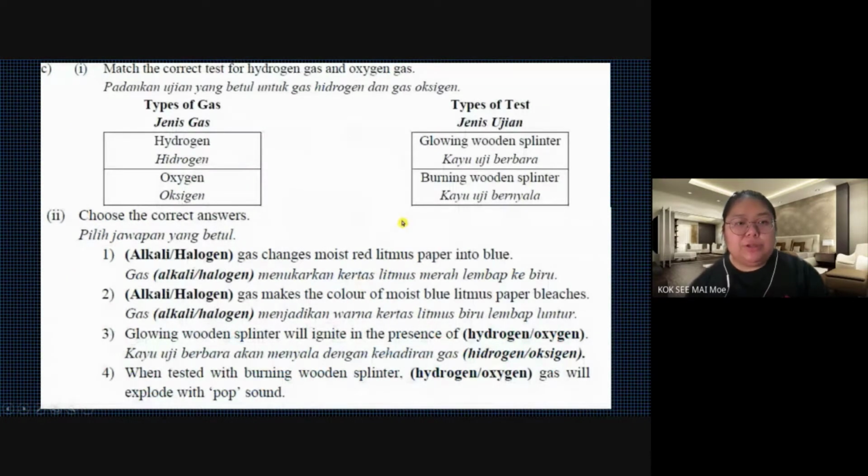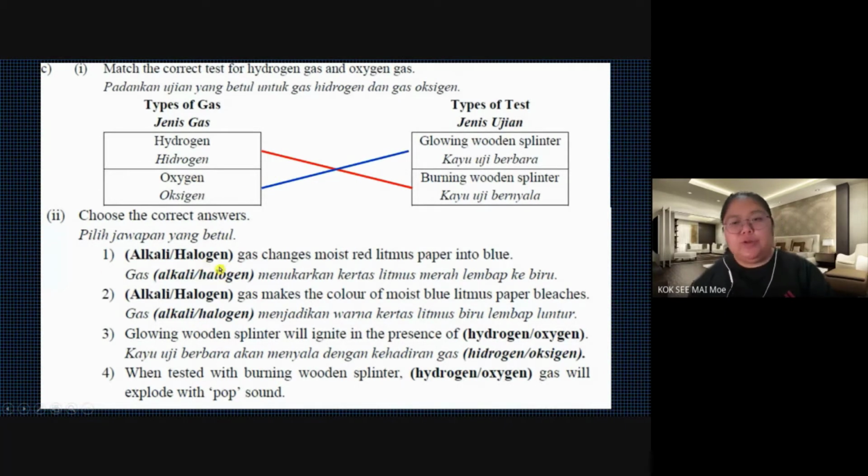Okay, then we match the correct hydrogen gas and oxygen gas. Hydrogen gas, what do we use to test? We use the burning wooden splinter. Burning one, that means it has fire. When you put it in, it produces a pop sound. Oxygen, we use the glowing wooden splinter. That means it doesn't have any fire, it just has a red color on the wood. When you put it in the oxygen, the glowing wood will relight with fire. So that one is the test for oxygen.